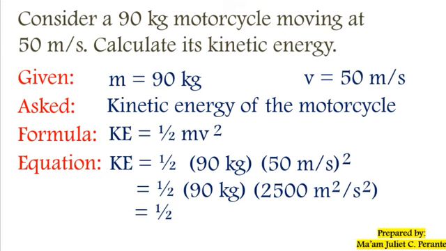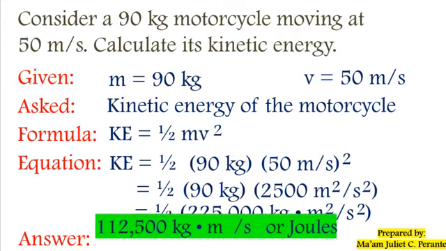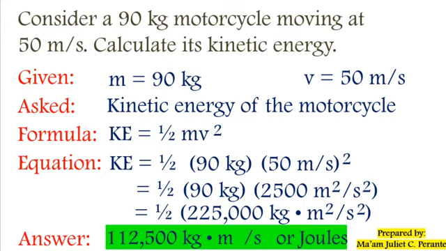So bring down one half, multiply 90 by 2,500, and you will get 225,000. And just copy the units, kilogram meter square per second square. So the final answer will go like this: 112,500 kilogram meter square per second square, or in short, 112,500 joules. So joules is the unit for describing energy.